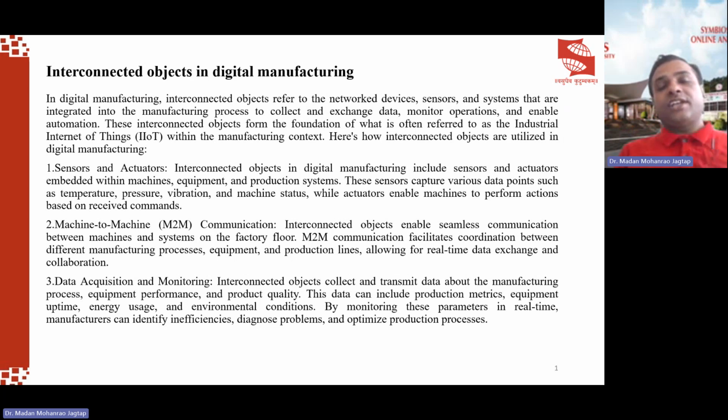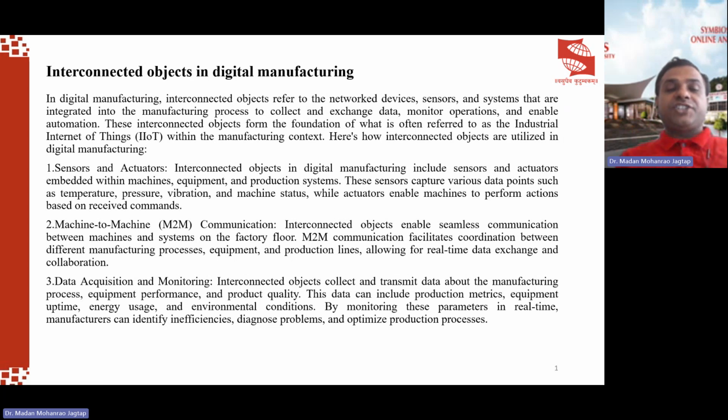So a machine can communicate with another machine. It can transfer its data to the other machine, so that particular machine can perform its own operation based on the communication received from the previous machine. This machine to machine communication is possible in digital manufacturing through interconnected objects. So these machines are interconnected through some basic communication needs.